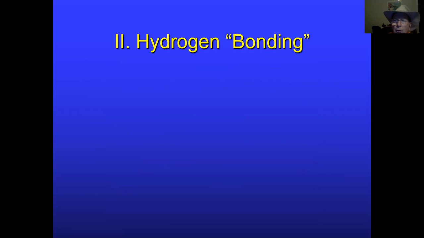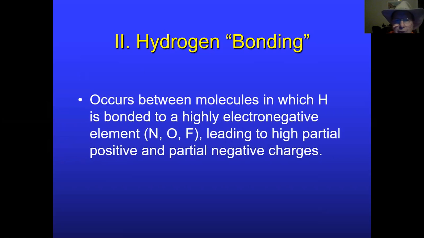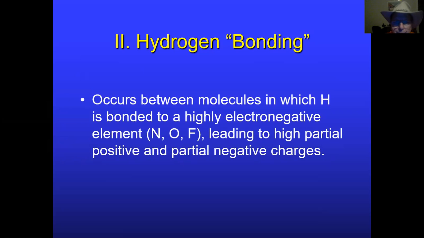All right. So we've been through 2 intermolecular forces. We have 2 more to go. The third one is called hydrogen bonding, and it's not really bonds that are forming. It's just called that. It's an extremely strong dipole-dipole. It occurs in molecules in which hydrogen is bonded to a highly electronegative element. The only 3 that'll work: nitrogen, oxygen, and fluorine. What this does is this leads to very high partial positive and partial negative charges.